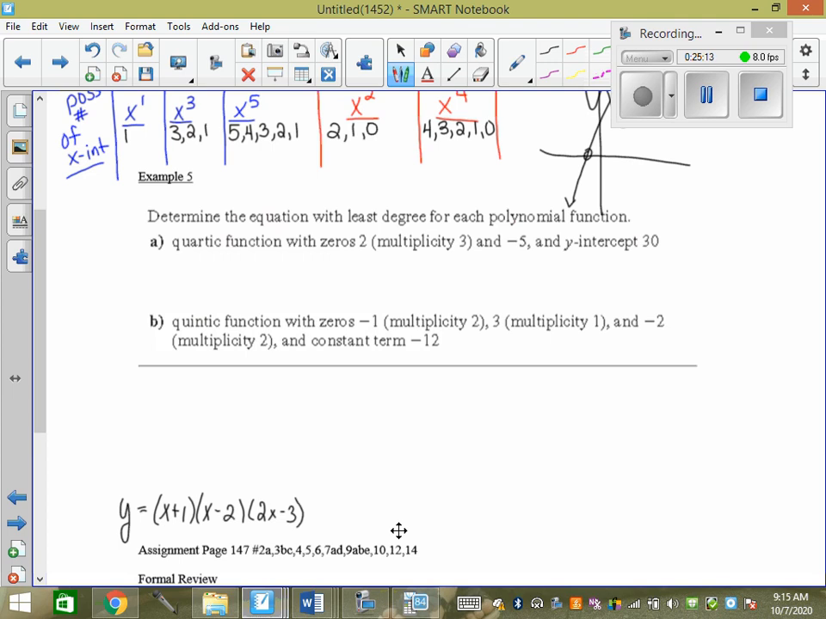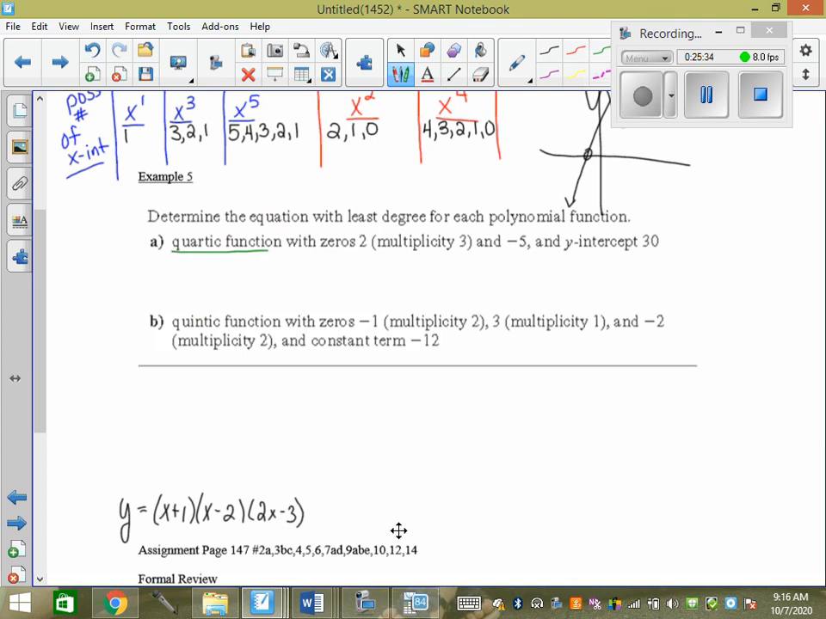With a quartic function, we can have at most how many x-intercepts? 4. We could have less, right? We don't have to have 4. With a quartic function, we need to have an x4 in our equation, correct? So if you have like an x2, you know you missed something. Something is wrong.